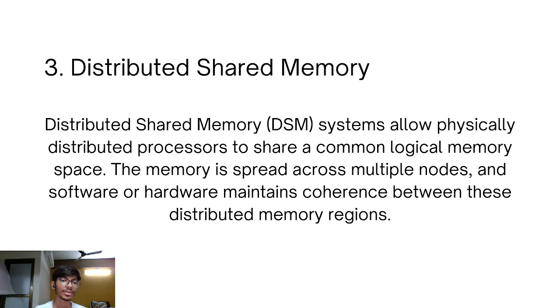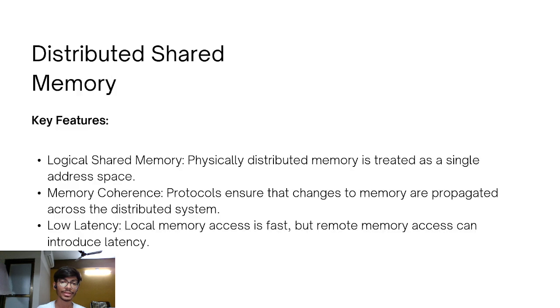Distributed shared memory. A distributed shared memory system allows physically distributed processors to share a common logical memory space. The memory is spread across multiple nodes, and software or hardware maintains the coherence between these distributed memory regions. The key features of DSM: logically shared memory. Physically distributed memory is treated as a single address space. Memory coherence protocols ensure that changes to a memory are propagated across the distributed system. Low latency: local memory access is fast, but remote memory access can be slower.